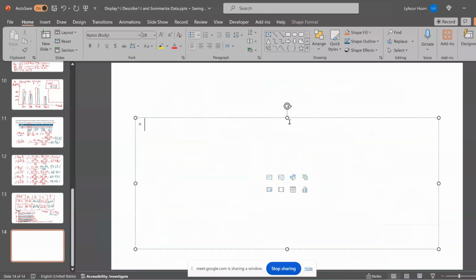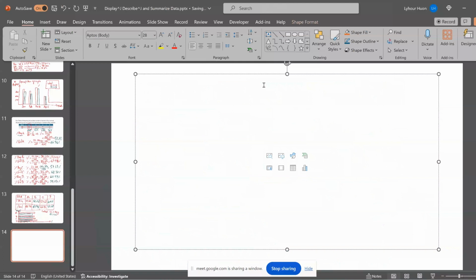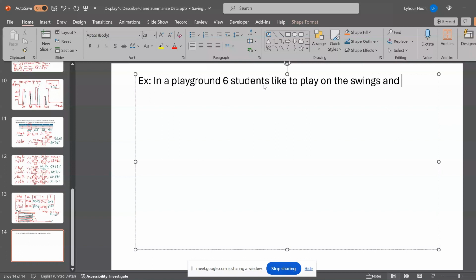Have a diagram. So let's start with the example and then we can figure out what we should do with that. For example, in the playground, six students like to play on the swing, and 12 students like to play on the jungle gyms. 4 students play both of them.